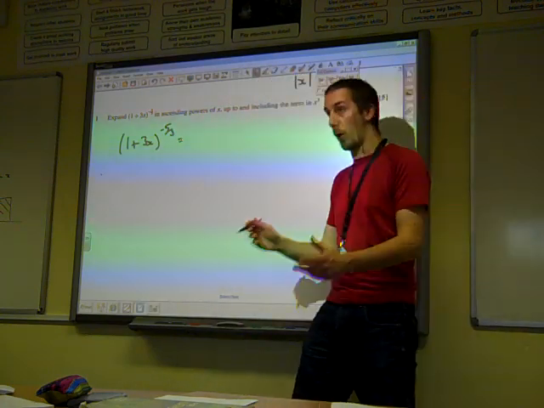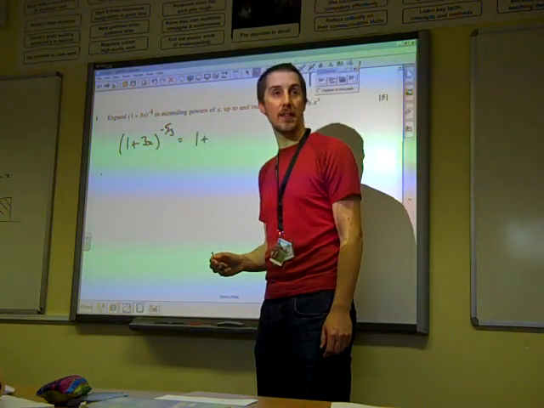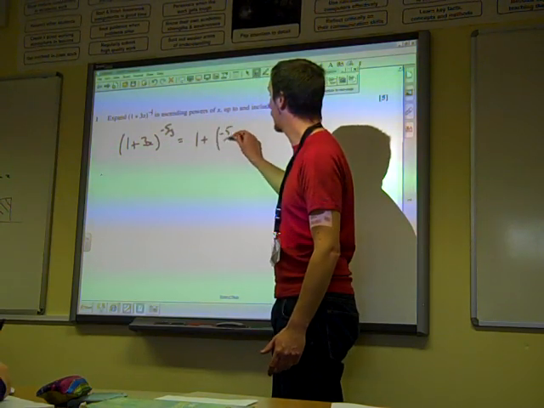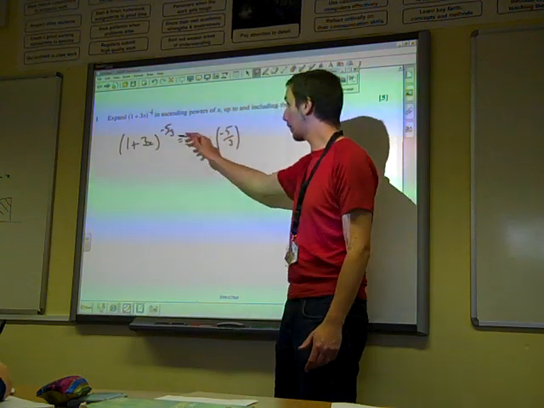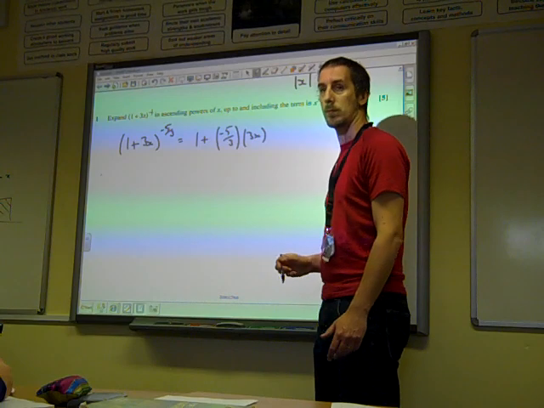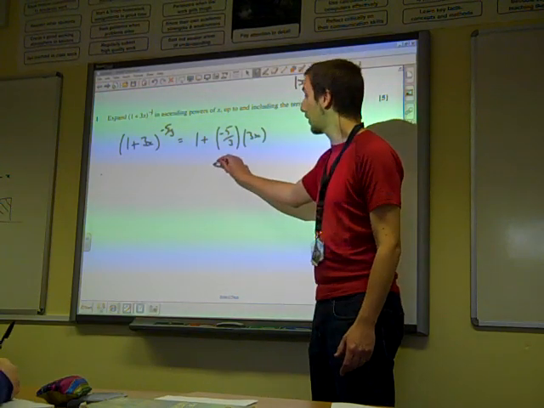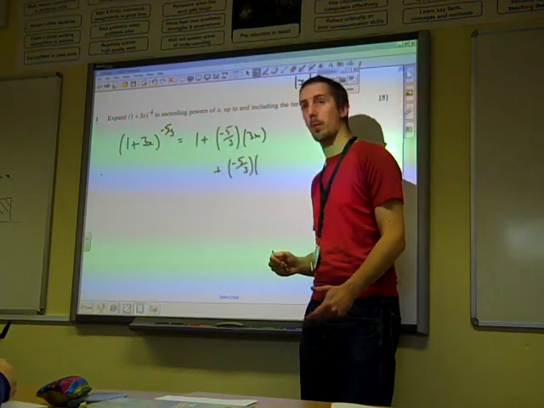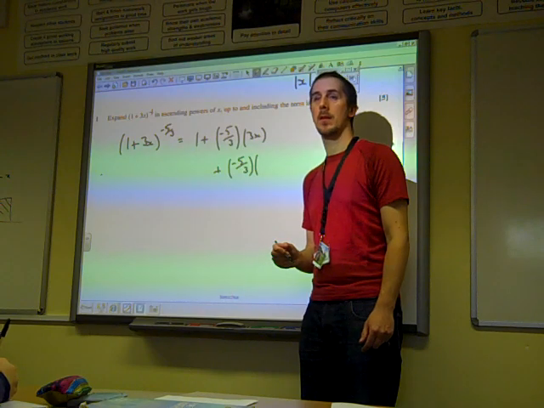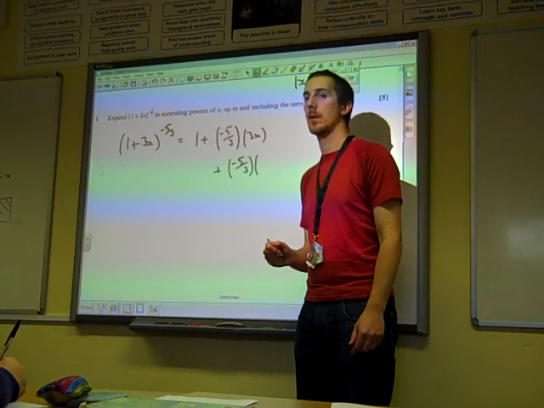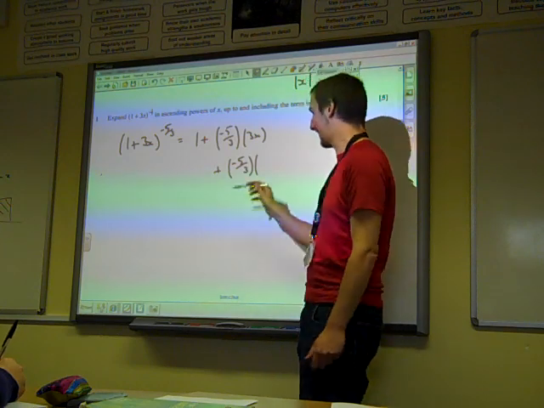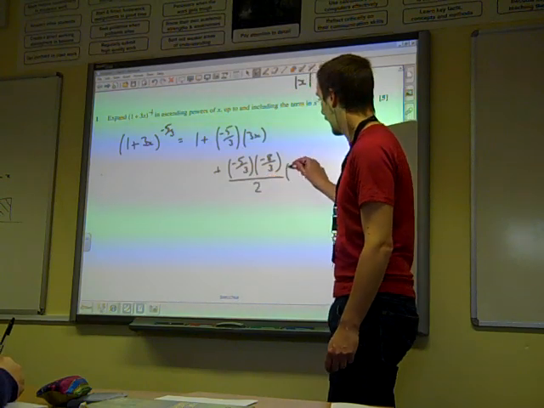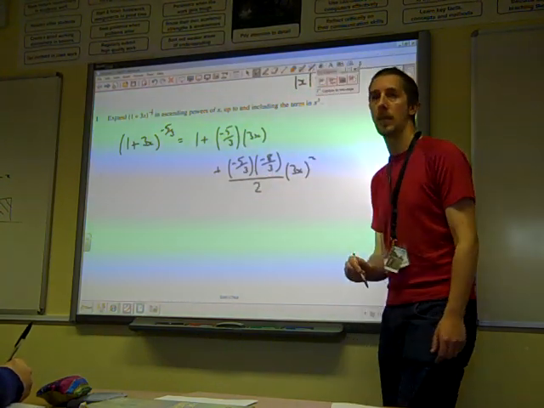Remember the formula goes 1 plus n times x, and so the n bit is minus 5/3, and the x bit is 3x. And then the next term, remember, was n times (n minus 1). So what's n minus 1 going to be? Minus 8 over 3. Good maths. Divided by 2 times the x bit squared.